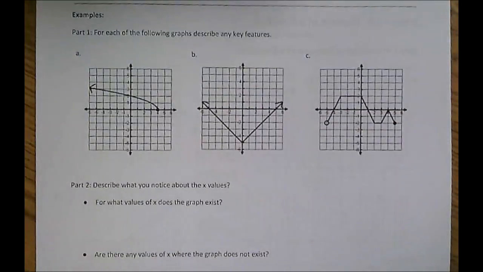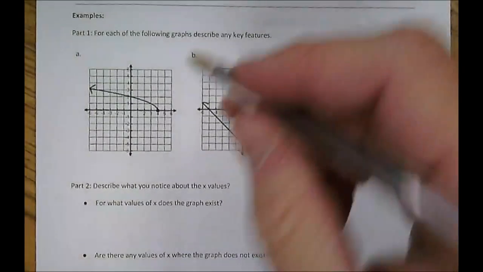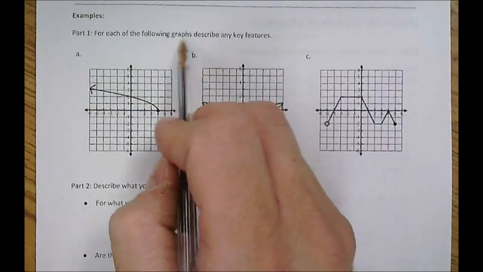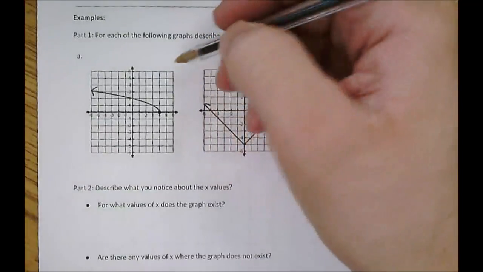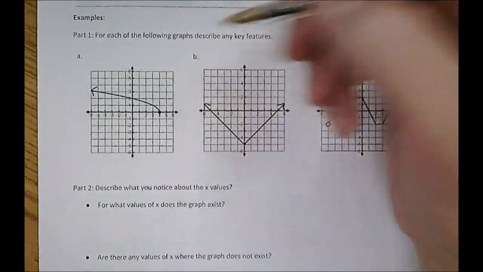Example 1, part A, question 1, or question A. I'm going to describe any key features that I see for this graph. First of all, I want to talk about the intercepts. Those are the first things that we should go to when describing key features.